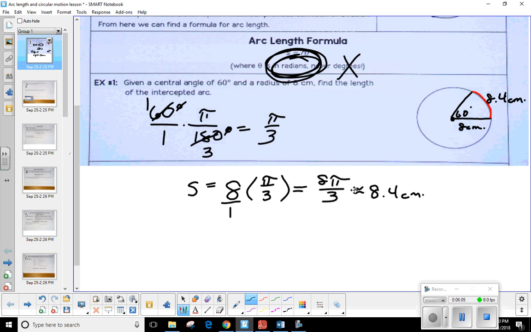There you go. The radius times your angle measure. You just have to make sure that the angle is in radians. Okay. That's all there is to it. And by the time you're done, you'll see that everything comes full circle.